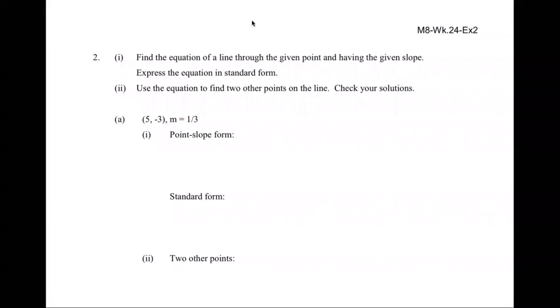Okay, now let's look at question number 2. Question 2 says, find the equation of a line through the given point and having the given slope. Express the equation in standard form. Let me remind you what standard form is.